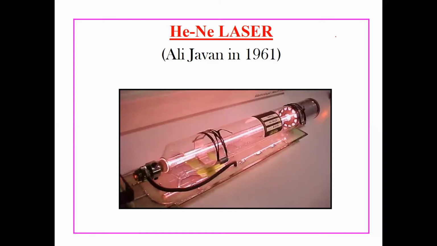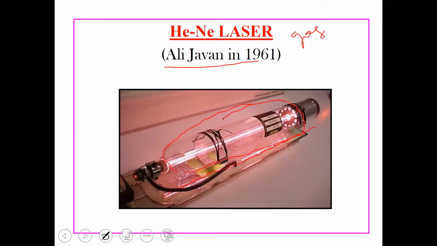Helium neon gas laser. It was invented by Ali Javan in 1961. It's a gas laser. This is the diagram of the helium neon gas laser. It consists of a quartz tube approximately 1 meter in size.